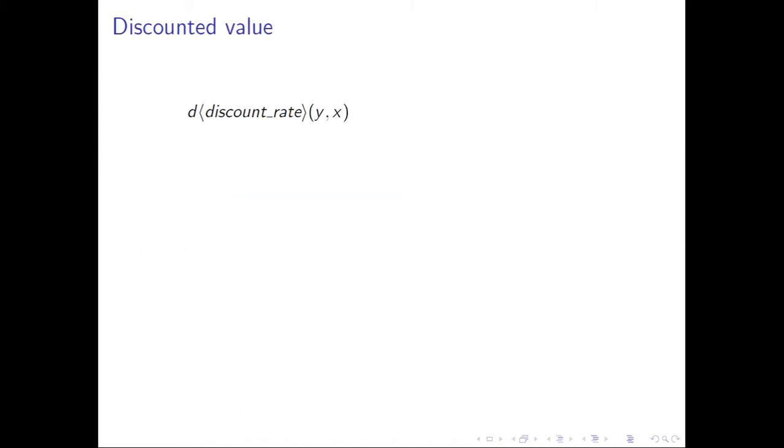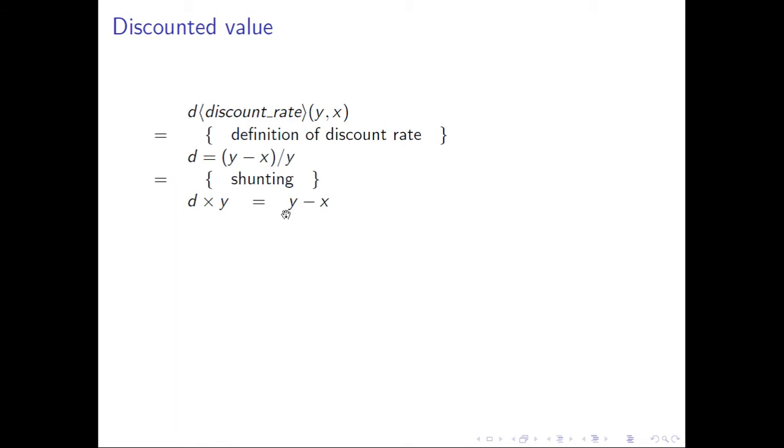So let's start with, if D is the discount rate, then by the definition of discount rate, that's the same as saying that D is equal to Y minus X over Y. And if we shunt the Y to the left hand side, we get that D times Y is equal to Y minus X. If we shunt the second Y to the left hand side, we get that Y minus D times Y is equal to X. And if we factorize, we get 1 minus D times Y is equal to X.